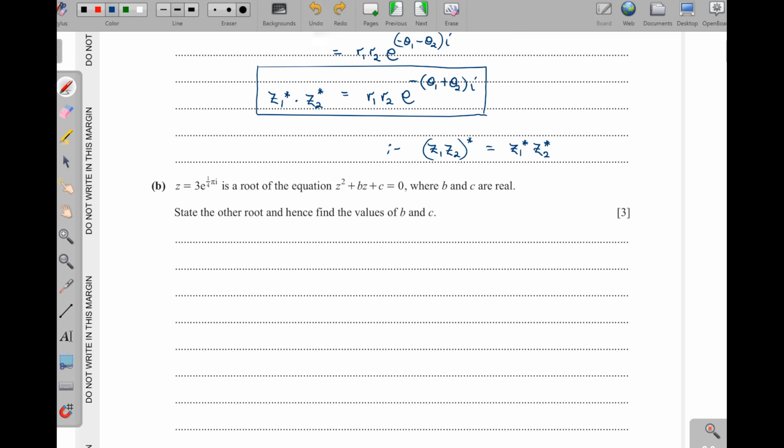Then part b, they are saying here that z is equal to this, is the root of this quadratic equation, where b and c are real. And then they are saying state the other root and hence find the values of b and c. The other root is always the conjugate of it, okay? Because when we are using minus b plus or minus the root of b squared minus 4ac, over 2a, and you get a complex root, they always move in pairs because of this plus or minus. So the other root is the conjugate.